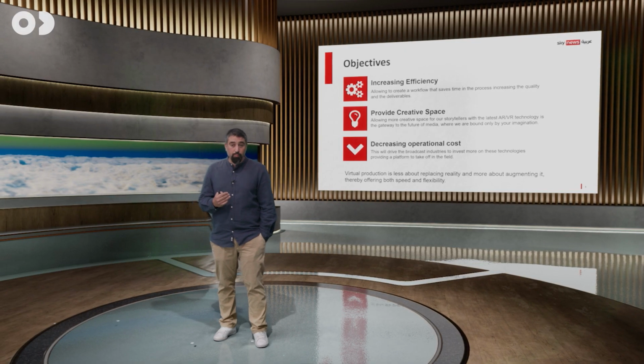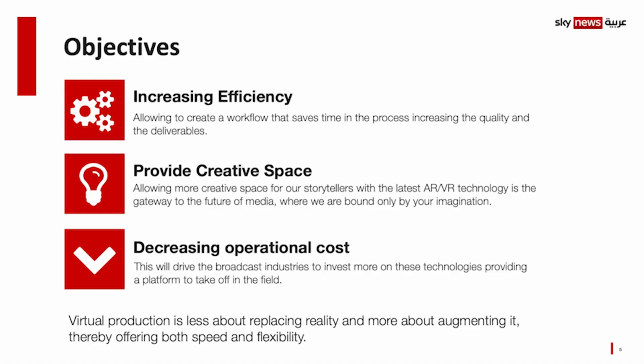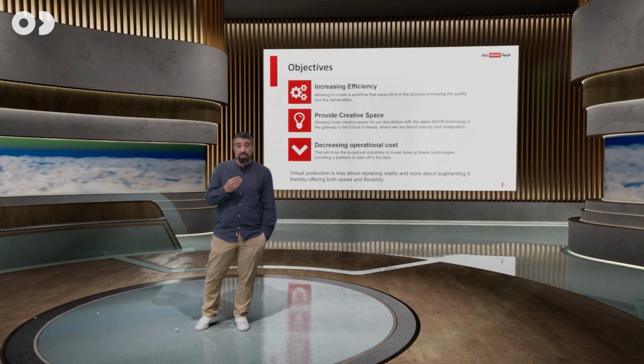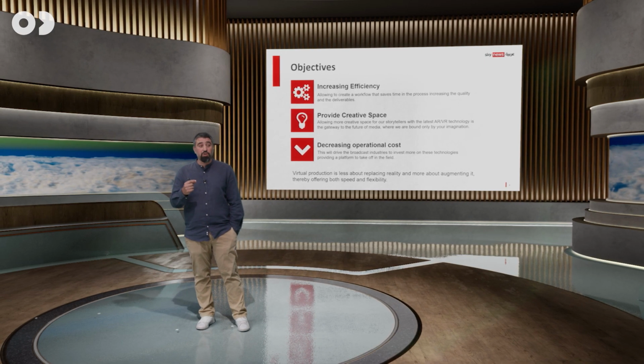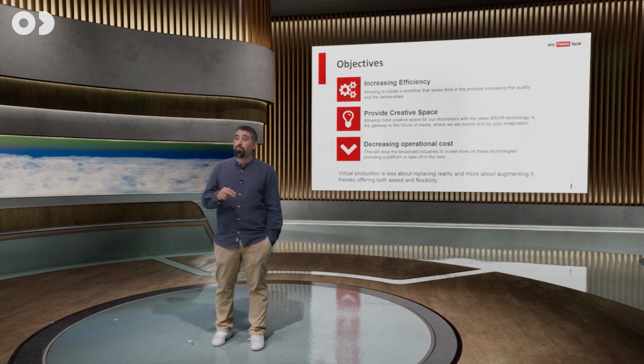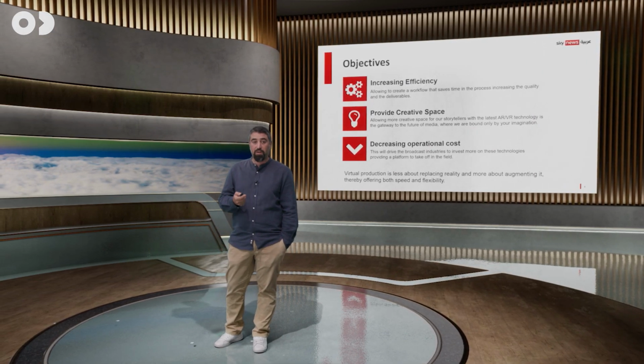Starting off with virtual production, we had three objectives. The efficiency: to increase our efficiency in our productions, to provide the creative space for our designers and the creative team to work with, and to decrease our operational costs, taking into consideration the ROI of our investment of time and money. Virtual production is not replacing reality, it's actually augmenting it, with both speed of production and the complexity of it, with the flexibility going on.